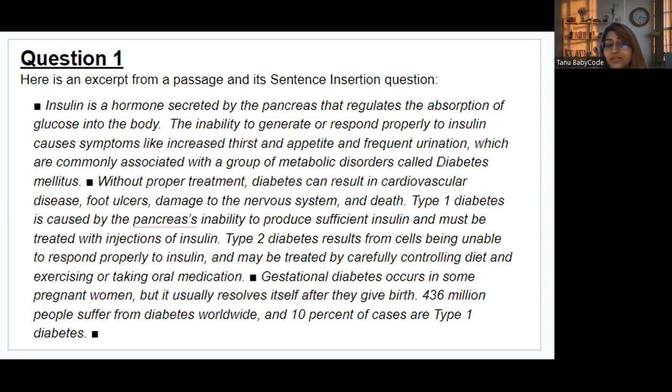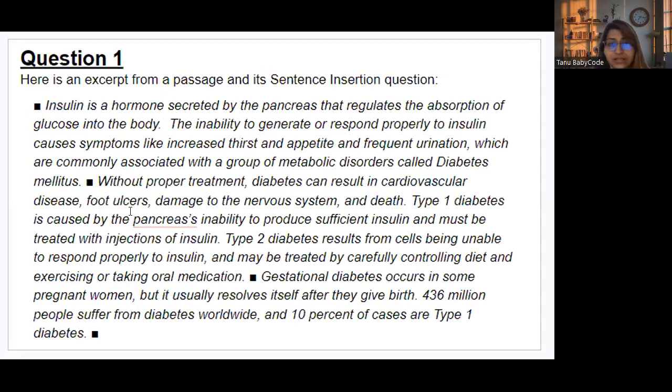You have to check it here. Look for the strategy: first is the general sentence, then your specific detail. Look for pronouns also, and the transition. So let me help you see the first one. You can't add it here because he's talking about type 1 diabetes.